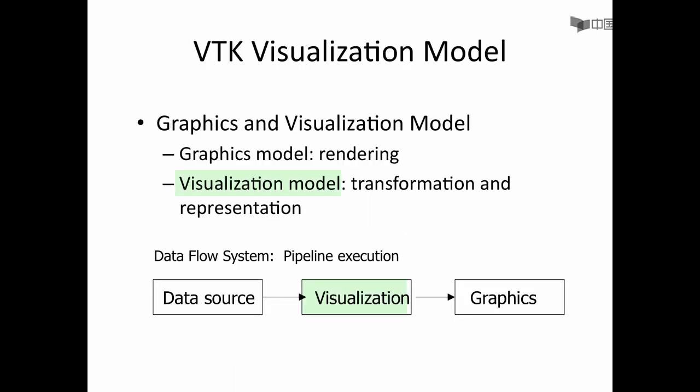Remember last time we were discussing that VTK has two object models. One is the graphics model and the other is the visualization model. The graphics model performs rendering, taking the output of the visualization model and generating an image. The visualization model, on the other hand, transforms and represents the data. In terms of the pipeline, the visualization model follows immediately after the data source and produces output to the graphics model. And again, if you remember, there is one object called the mapper that sits in the middle of the visualization model and the graphics model. Basically, a mapper converts geometry into a format that can be rendered.